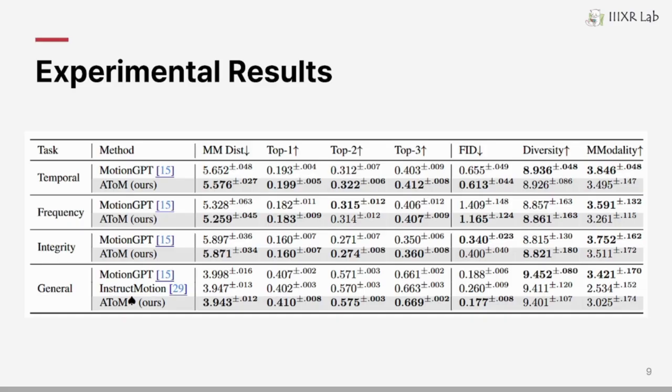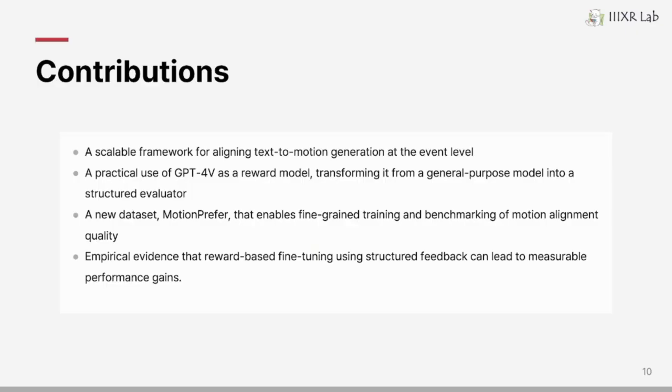Experimental results show clear improvements. The Atom-tuned model outperforms the baseline across multiple axes, including FID, alignment accuracy, and diversity. To summarize, Atom makes several contributions. It introduces an event-level reward framework based on GPT-4Vision. It presents a scalable method for evaluating and improving motion-text alignment, and it provides a new dataset that can serve as a benchmark for future work.